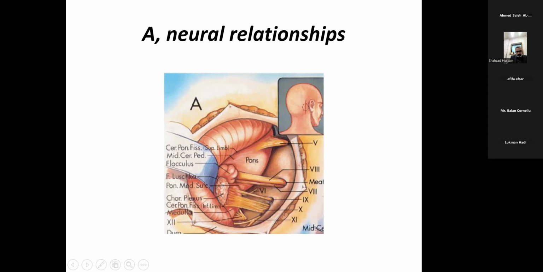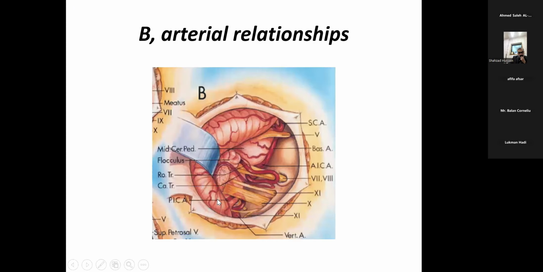So once we retract, the first nerve usually encountered is the seventh, eighth cranial nerve complex. And for the fifth cranial nerve, because it lies slightly anterior and the surface of the cerebellum is usually curling around it, we need to place the retractor slightly superior and lateral in order to expose its origin. Then the arterial relationships, as we discussed in the anterior superior view.